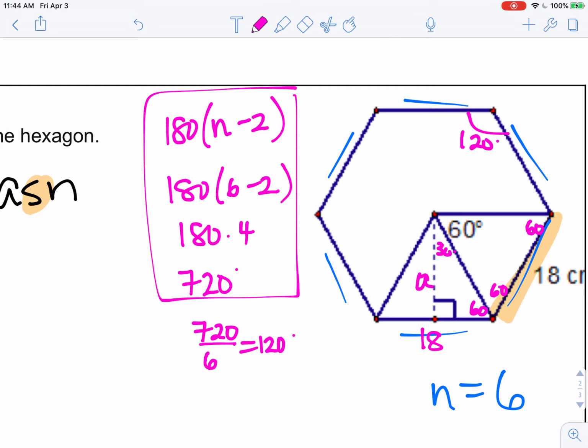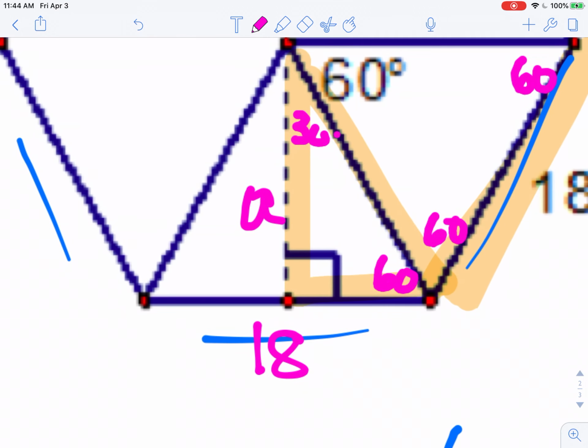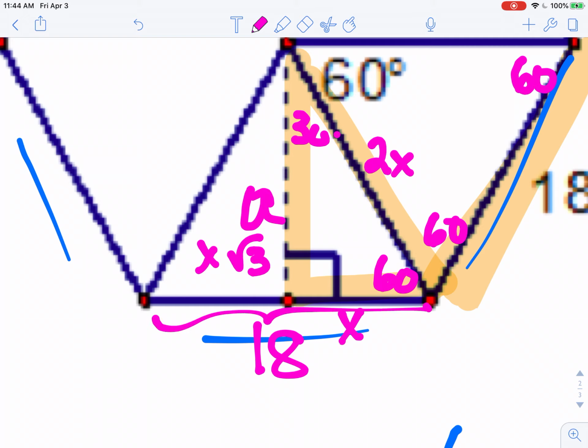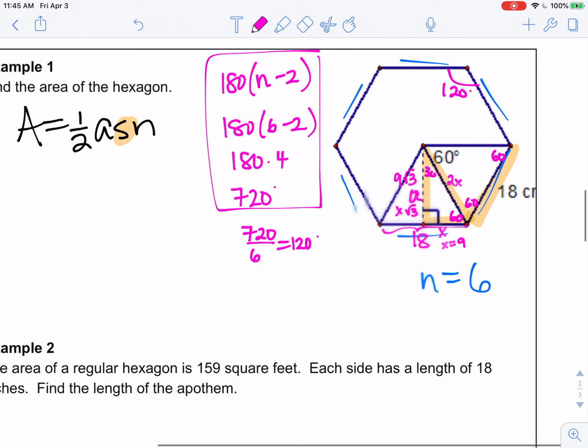All right, and I notice that each of the angles is now 60 degrees. And if I take a look at this little mini triangle here, I see a 30, 60, 90 triangle. Remember that across from 30 degrees is x, across from 90 degrees is 2x, and across from 60 is x root 3. So I know that this whole piece is 18, so x has to be half of that, or 9. So my apothem is x times root 3, or 9 root 3. And I'm going to plug that in for A.